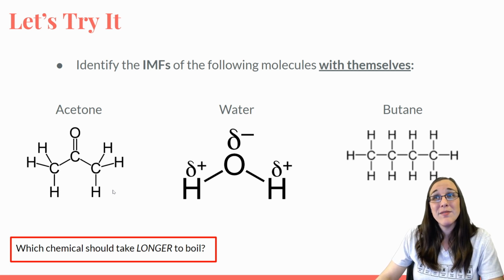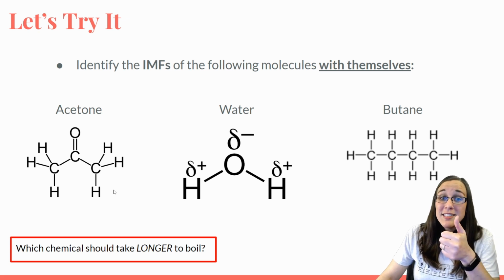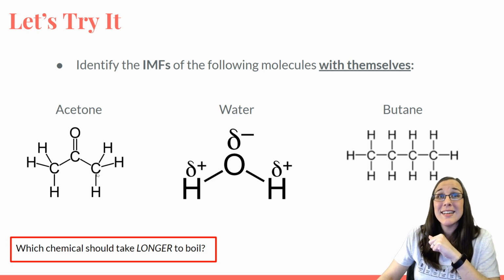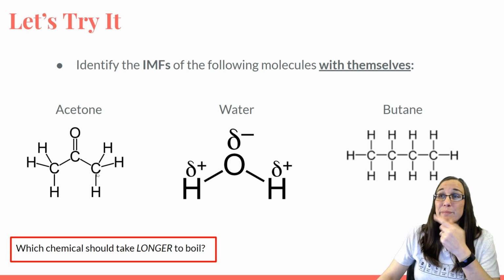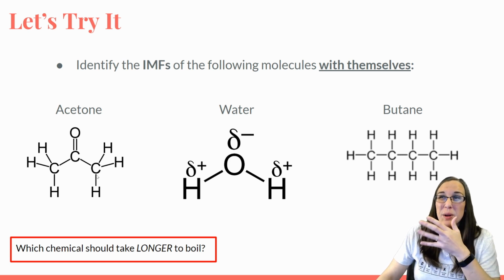The second IMF is hydrogen bonding. Hydrogen bonding requires that there are hydrogens, and that the hydrogen is connected to O, F, or N. In this case, we do have hydrogen, but the hydrogen is not connected to O, F, or N. It's connected to C. So that doesn't quite work out very well.